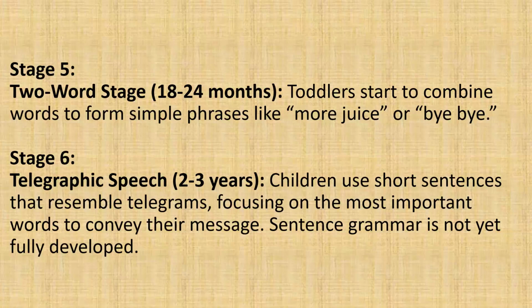You know, in a telegram, in a special message, we don't write everything. It's just a combination of 2-3 words. So here also children use short sentences to communicate, and sentence grammar is not yet fully developed. So full sentence communication cannot be done. That is stage 6.